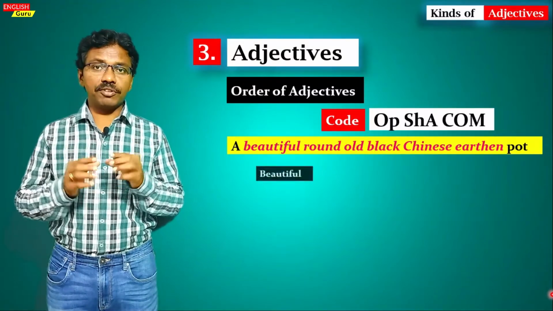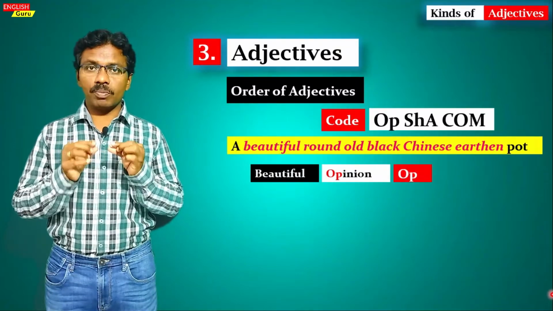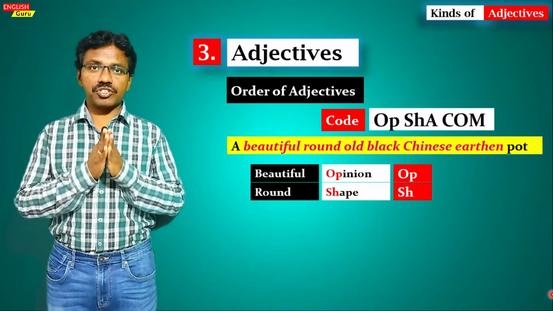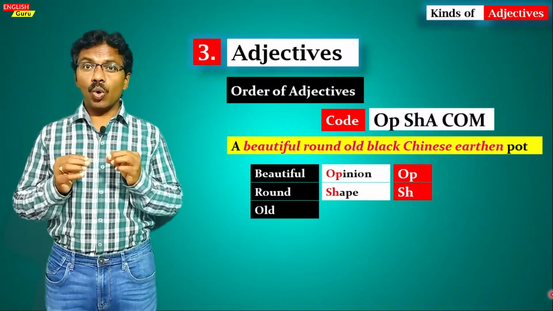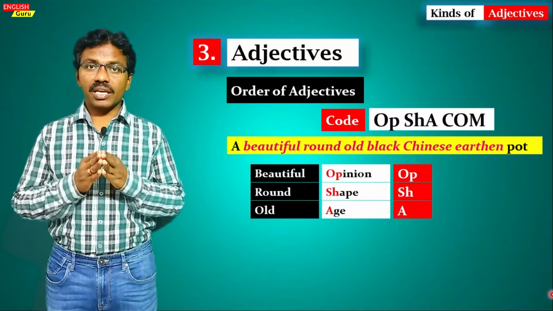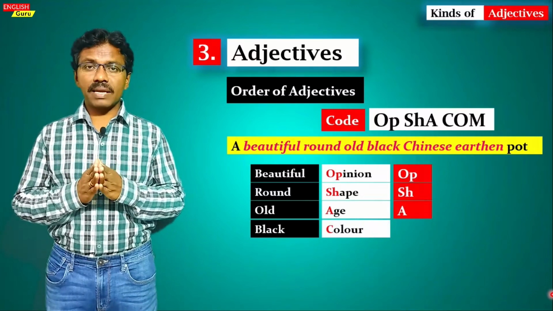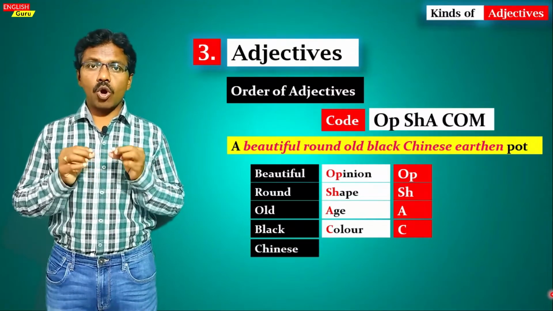So this is the right order which is given in the sentence. And what is beautiful? Beautiful is an opinion. Op means opinion. And what is round? Round is a shape, the shape of this particular pot. And the next one is old. Old is age. A talks about age. Next one is black. What is black? Black is a color. So C stands for color. The next one is origin.